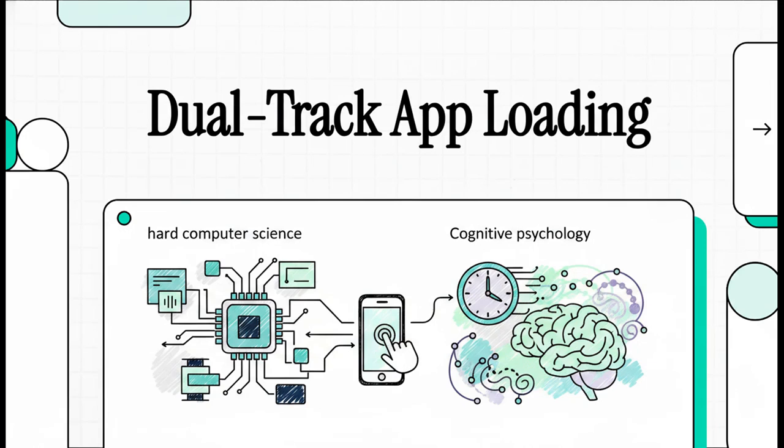Welcome to The Explainer. Today, we're diving into the hidden, dual-track science of how your favorite apps actually make it onto your screen. Have you ever stopped to think about what happens in that literal blink of an eye when you tap an icon on your phone? Behind that single tap, there is an absolute battleground.